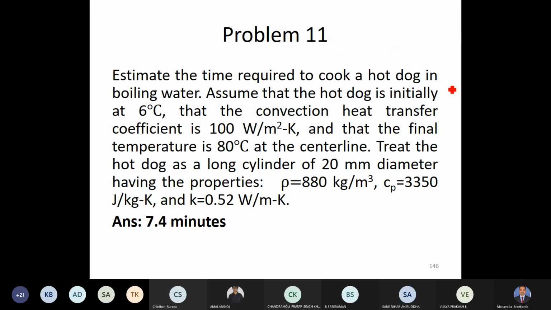We have a pail of boiling water, and inside the boiling water there is a long hot dog. What's the diameter of this hot dog? 20 millimeter diameter.